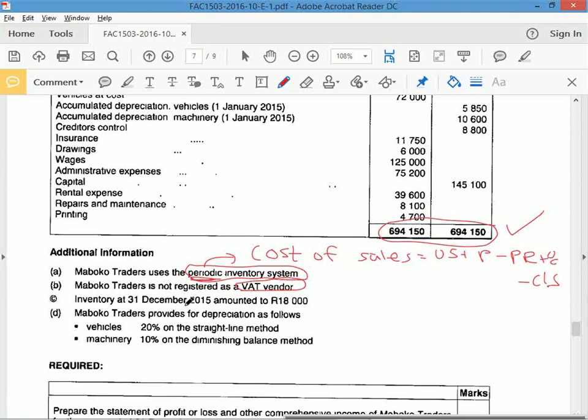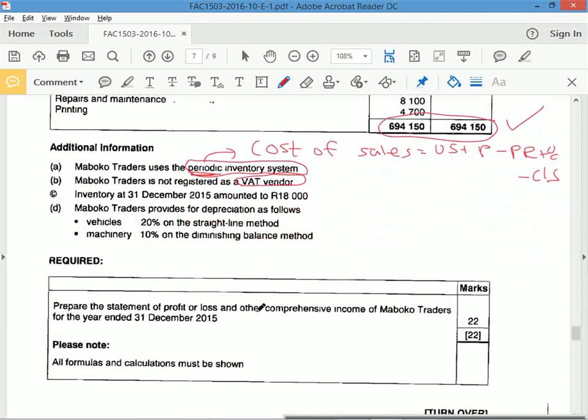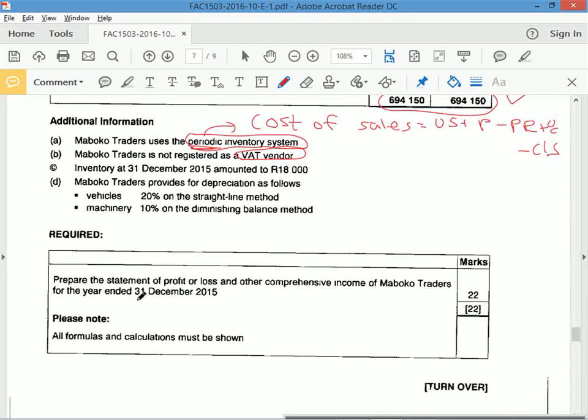Inventory, 31st December, 18,000. Does that help us? Yes. This is 31st December 2015. Very important exam technique. You need to look at this. The required is asking you about 31st December 2015. So is this the beginning or end? That's the end. So this is the closing stock. That's what you've got there.